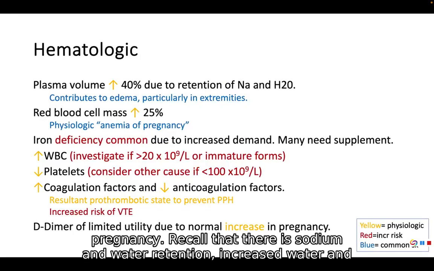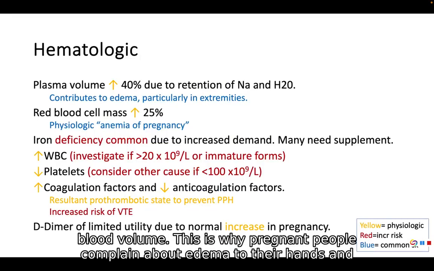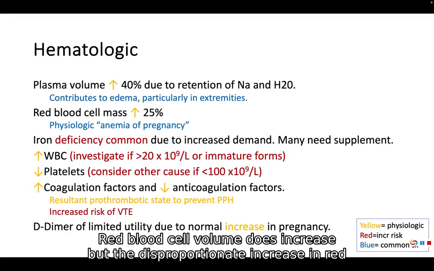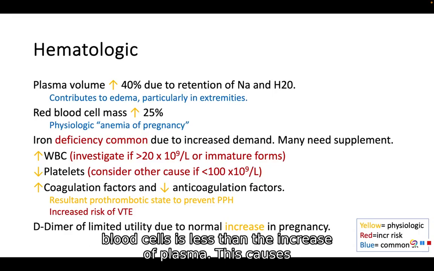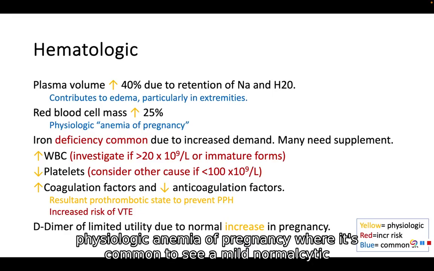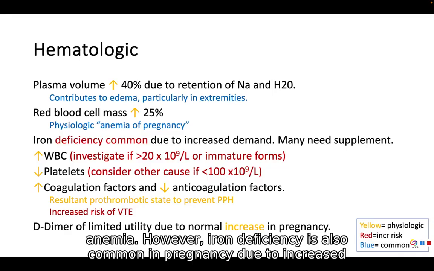Recall that there is sodium and water retention, increased water and blood volume. This is why pregnant people complain about edema to their hands and feet, and it's so common, and why compression stockings can be helpful. Red blood cell volume does increase, but the disproportionate increase in red blood cells is less than the increase of plasma. This causes a hemodilution and a physiologic anemia of pregnancy, where it's common to see a mild normocytic anemia.